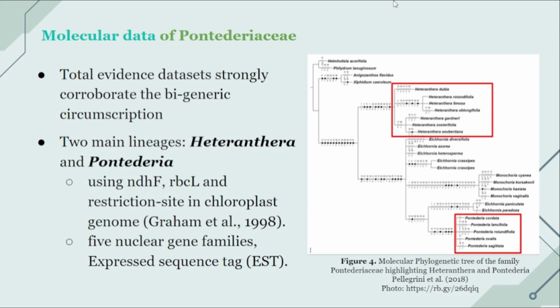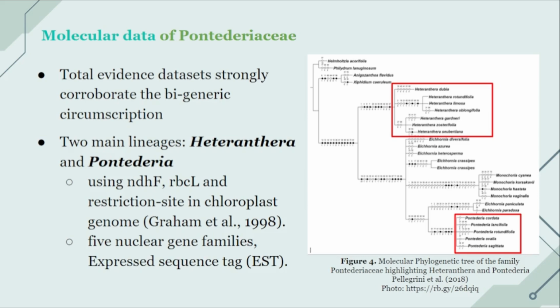Besides the morphological data and phylogenies, I also provided some of the molecular data of Pontederiaceae. So the topologies recovered from the combined plastids and the total evidence database strongly corroborate the bigeneric circumscription of Pontederiaceae. They are also congruent with previous phylogenetic studies using the molecular and combined data sets, and also partially congruent with the morphological based phylogenetic tree of Pellegrini et al.